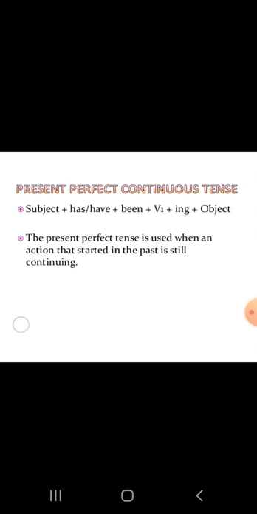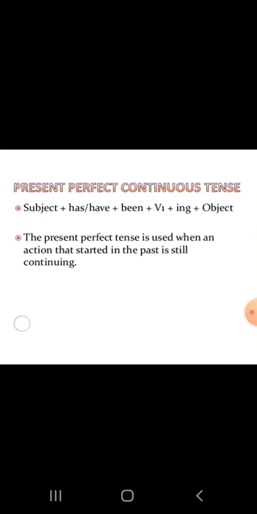Now here continuous is there, so here we are going to use the ing form with the first form of the verb. See, subject plus has and have is there. We are going to add been plus first form of the verb plus ing and then the object. I hope the rules for all these four types of tenses are clear to you.